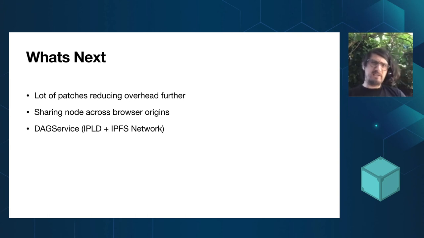There are a lot of patches still in the pipeline that will reduce some overhead that the current implementation has. At the moment, all of this work is focused on sharing a node across the same browser origin. Getting it to work across multiple origins is slightly more work, so that's what will be coming next. And in the process, we also identified that it may make sense to have something like IPLD with the IPFS network, and we're calling it for now the DAG service, because that seems to be the subset of APIs that most of the users we talk to are using this for.